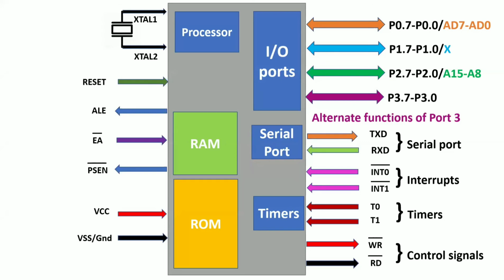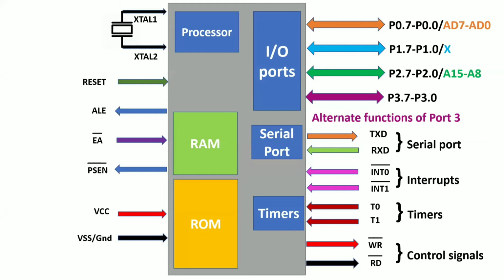You can see the first 2 pins are port 3.0 and port 3.1, which are your TXD and RXD. They are your serial port pins, and the next 2 are interrupts, the next 2 are timers, and the next one is control signals. We are going to see them one by one in the subsequent topics.